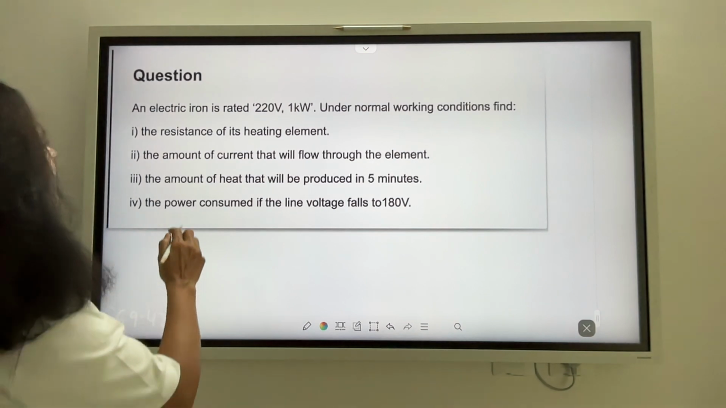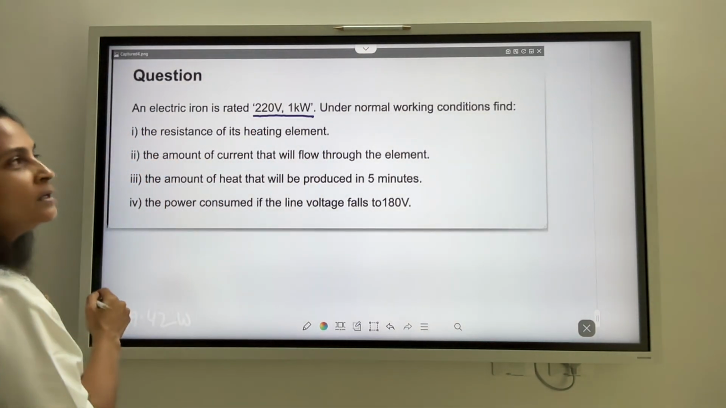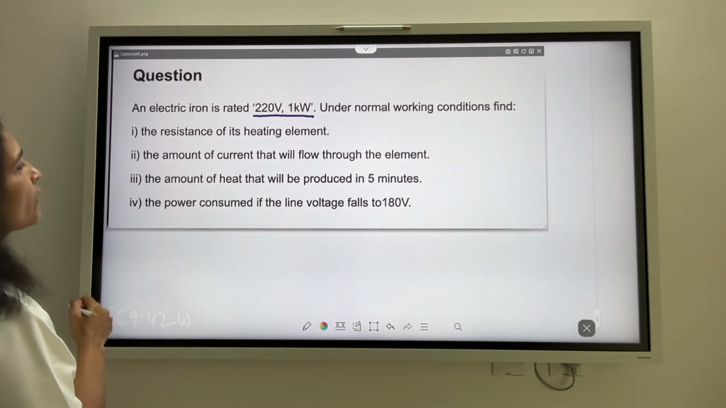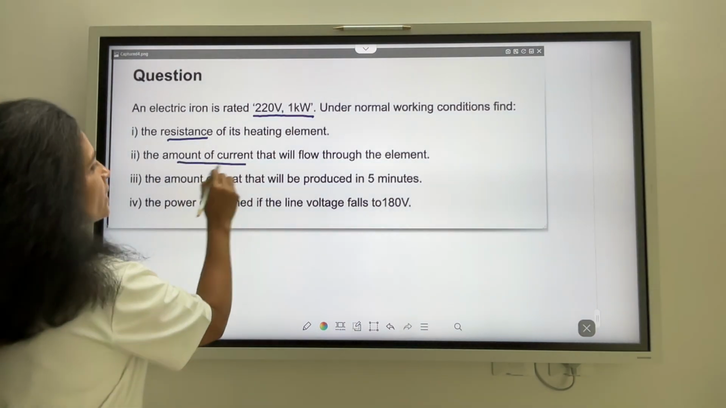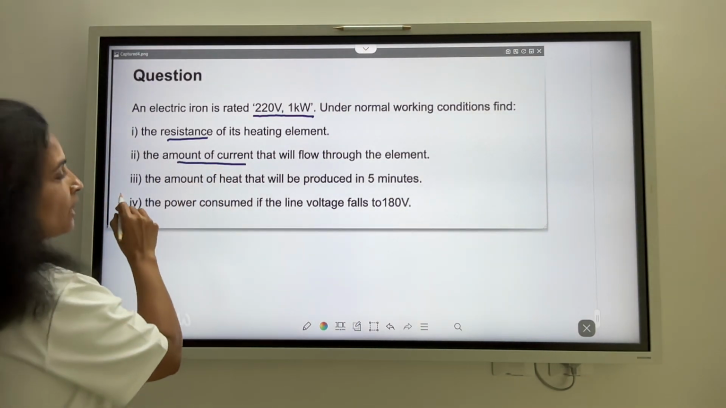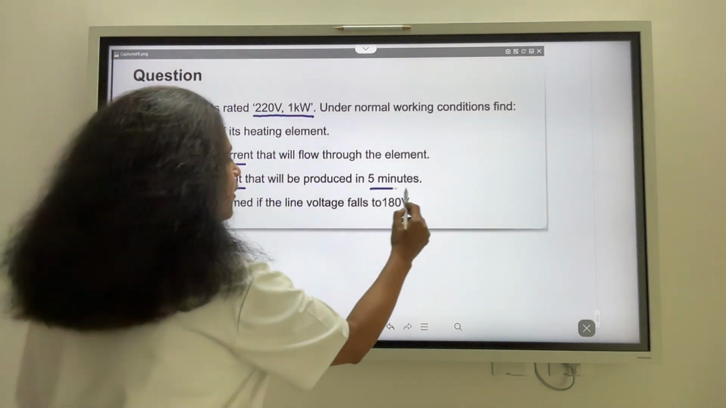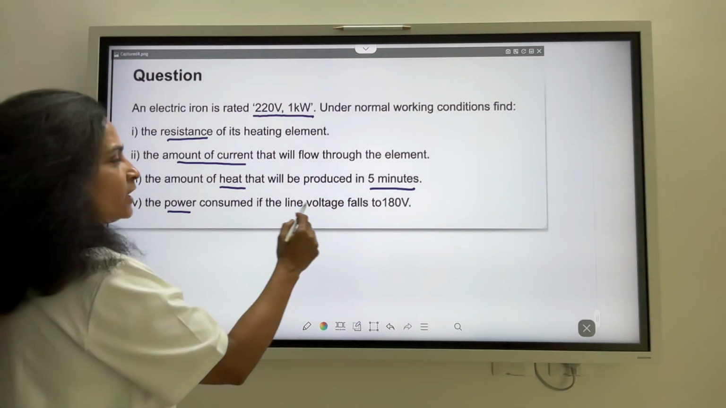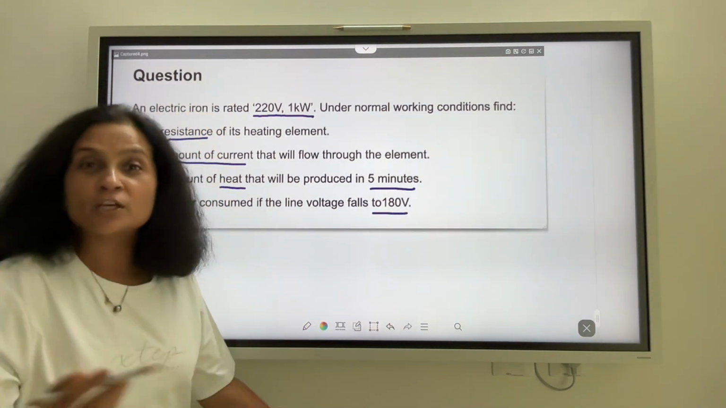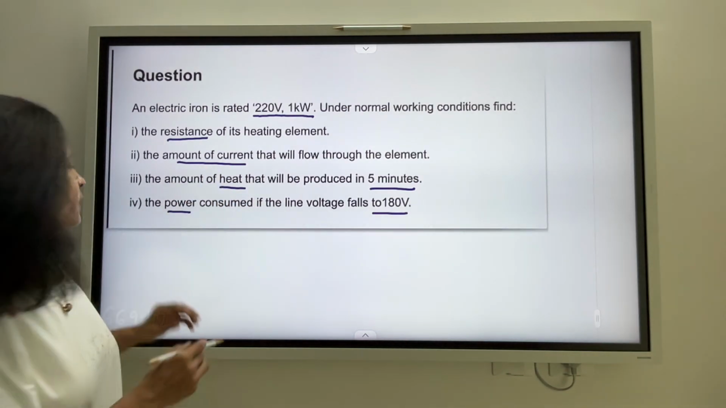An electric iron rated 220 volt 1 kilowatt under normal working conditions. Find the resistance of the heating element, the amount of current that will flow through the element, the amount of heat that will be produced in 5 minutes. We also need to find the power consumed if the line voltage has changed to 180 volts. So one by one शुरू करते हैं.